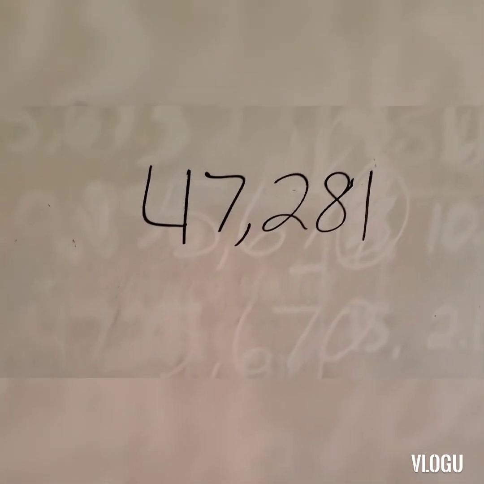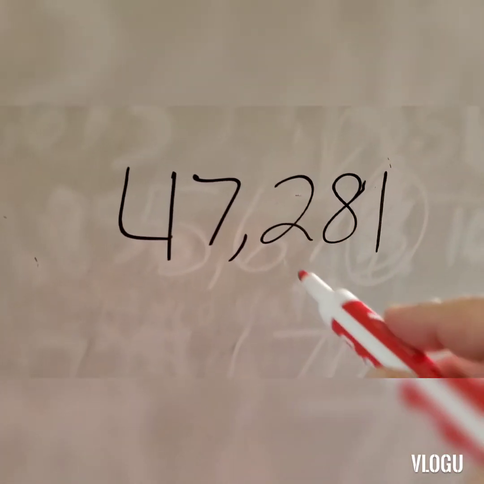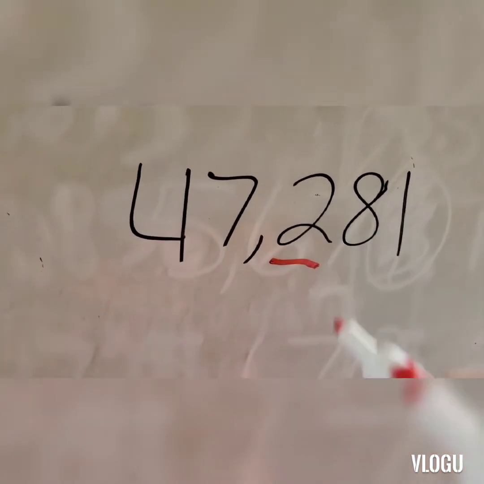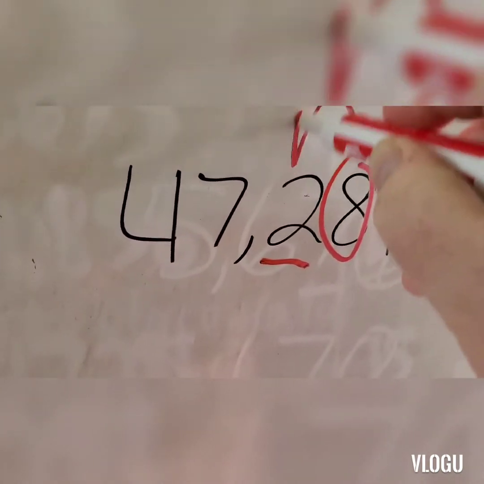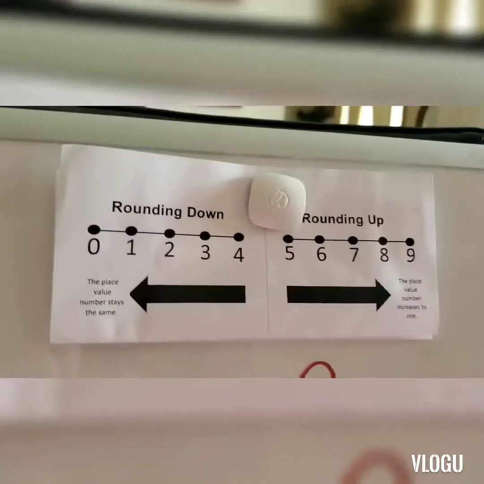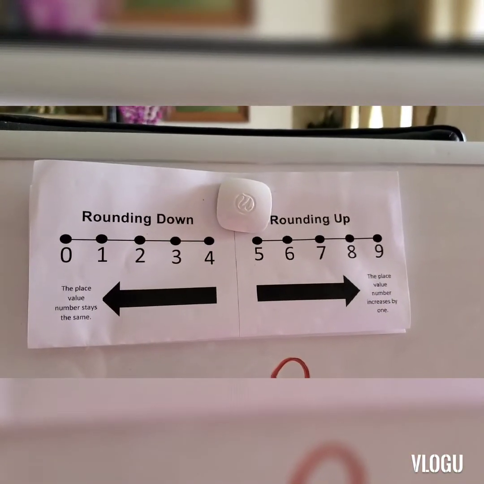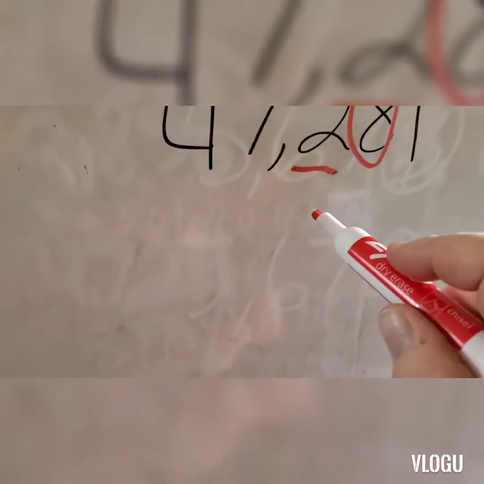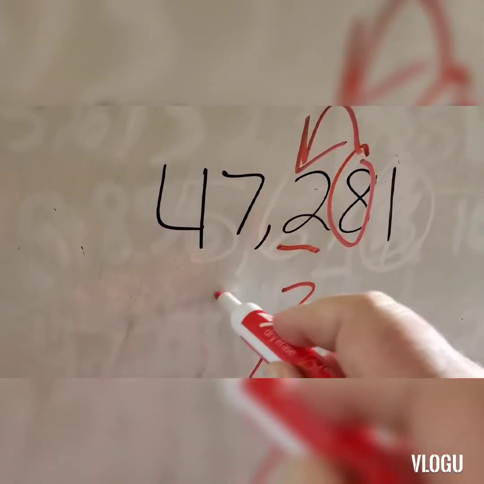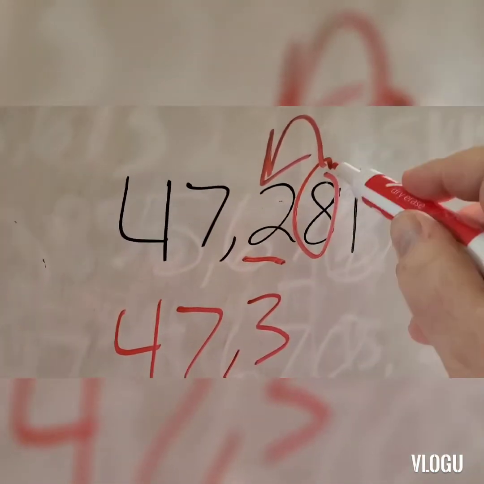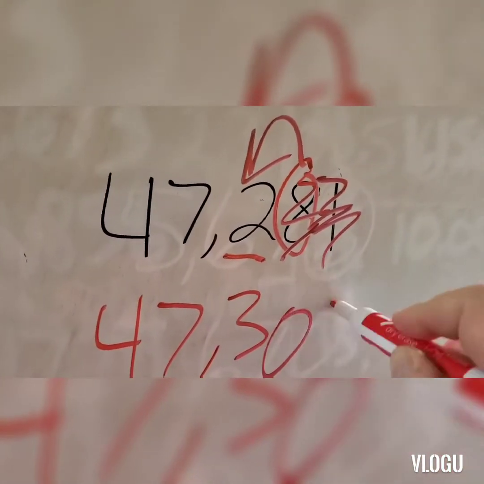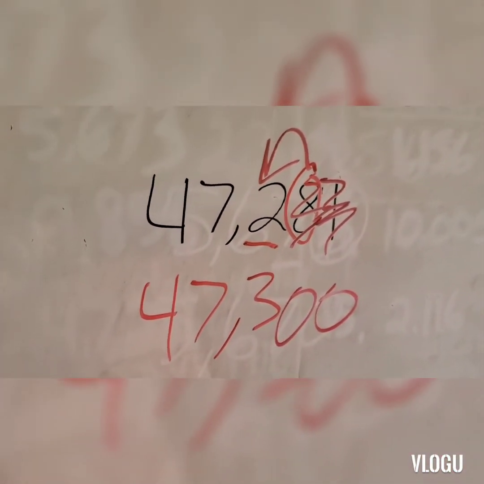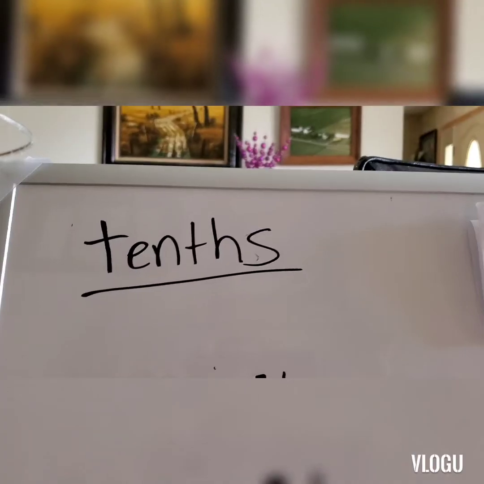And number 10, 47,281. 2 is in the hundred spot. The 8 tells the 2 what to do. When I consult the chart, the 8 tells the 2 to increase by 1. So this becomes a 3. This stays the same. And my answer is 47,300.